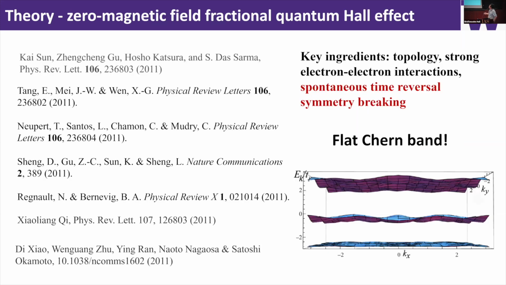And the zero magnetic field version of this fractional quantum Hall effect was firmly established theoretically in 2011 by several papers. But the key idea is that, as I already mentioned at the beginning, we need topology, we need strong electron-electron interactions, and we also need spontaneous time reversal symmetry breaking. To realize all these ingredients, we need a flat Chern band. Once we have a flat Chern band, then it's possible to realize this fractional quantum Hall effect at zero magnetic field, which I call FQH. The state itself you can also call a fractional Chern insulator.